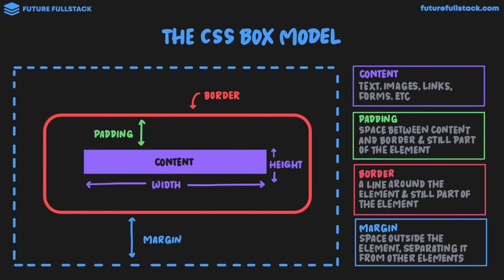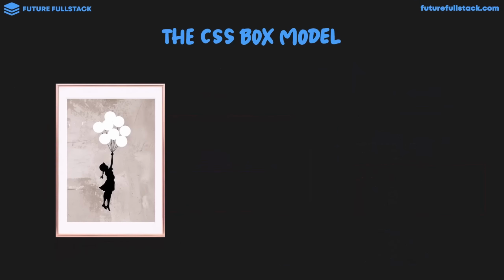Now, the best way to think of the CSS box model is by looking at paintings and posters. I've just grabbed a couple of these off Etsy. I've got this framed picture here by an awesome street artist called Banksy. The picture itself is the content. The rose gold frame is the border. Often in these kinds of framed artwork, you'll have this kind of setting space between the picture and the frame, and this would be equivalent to padding. It's the space between the content and the border.